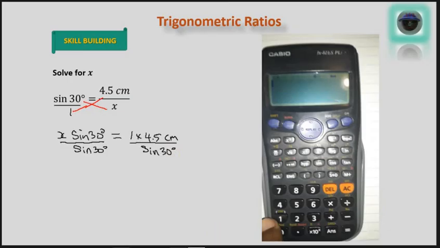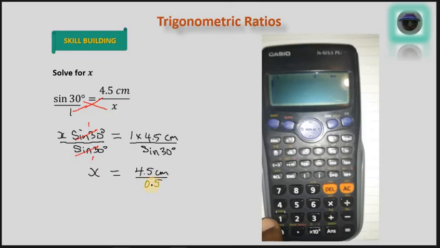And so what happened here is that this sine 30 degrees will cancel out with sine 30 degrees. In other words, sine 30 into sine 30 goes once. And so now I have x being equal to 4.5 times 1 is 4.5. So I'm dividing 4.5 by the sine of 30. By the way, the sine of 30 is really 0.5. So if I press sine 30 degrees in my calculator, I'll get 0.5.